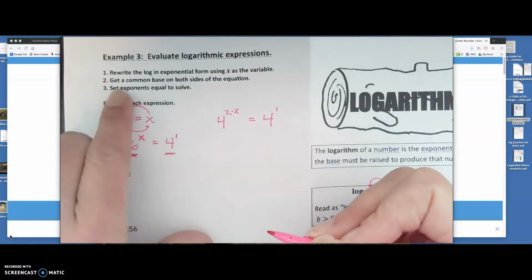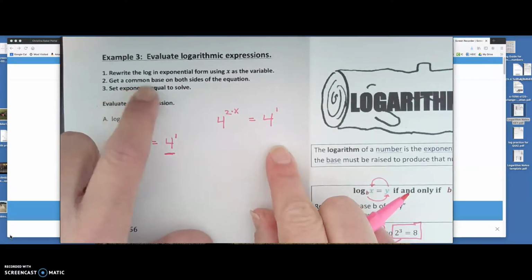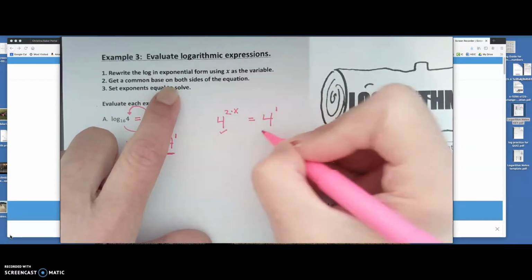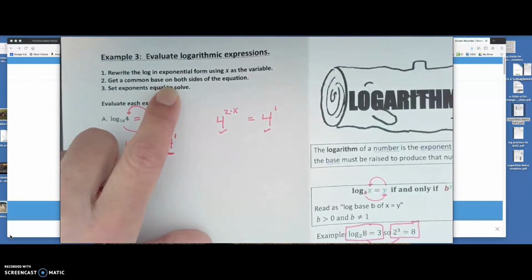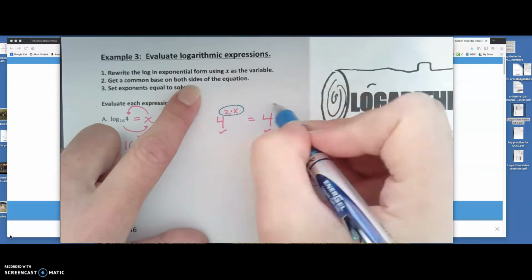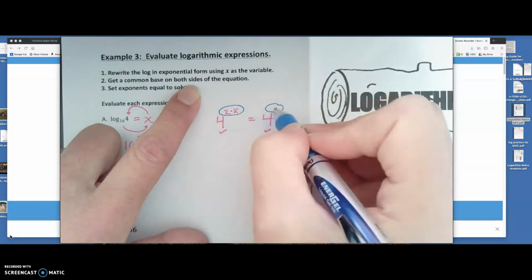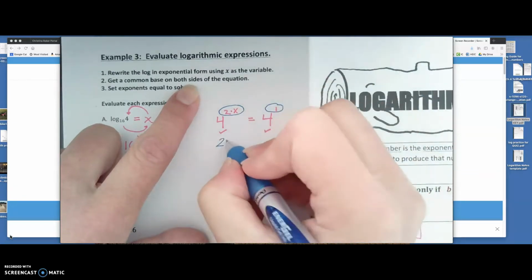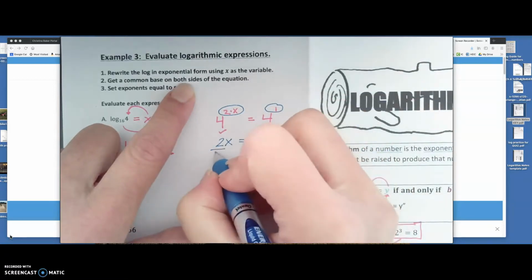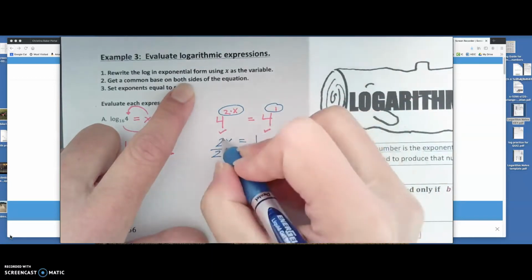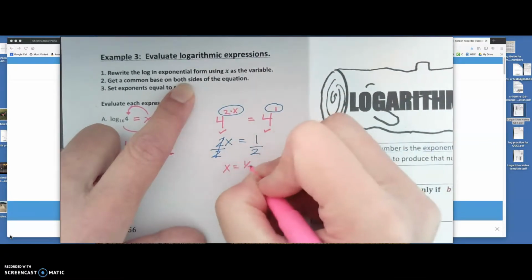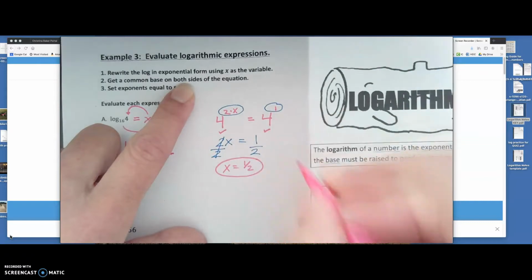So now it says set the exponents equal to solve. Since these 2 have the same base, it follows that their exponents, in order for this to be a true equation, are going to have to be equal to each other. So what you do is you go 2x equals 1. Solve for x. So I'm going to divide by 2. Divide by 2. So x equals 1/2. Okay, there's one of our answers for part A.